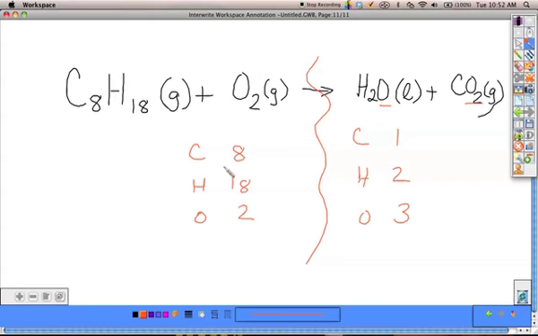Let's do the carbons first. So what can I do to get this 1 to be 8? Multiply by 8. So I'm going to put a coefficient of 8 right there. My carbons are now 8. But I no longer have 3 oxygens. How many do I have?